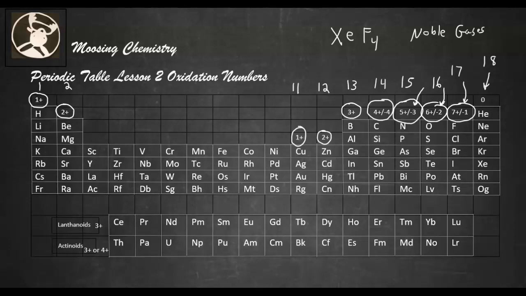But notice that I left out groups 3, 4, 5, 6, 7, 8, 9, and 10. The reason is that there are a whole load of exceptions there. For example, titanium is an exception. Vanadium is an exception. Chromium is an exception. Manganese is an exception. Iron is an exception. Cobalt is an exception. Nickel is an exception. Copper is an exception. Can you believe that? That's a lot of exceptions.